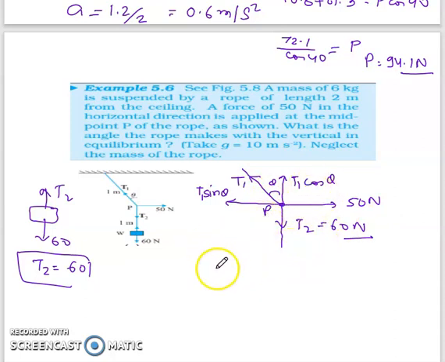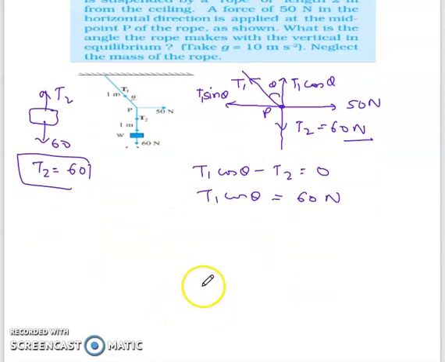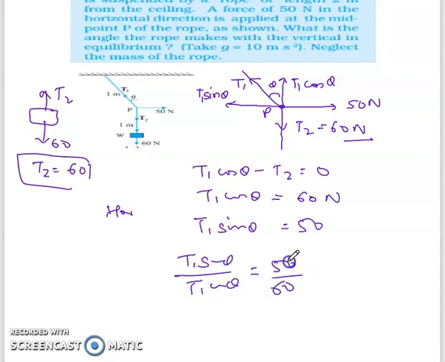In this case, I can write T1 cos theta minus T2 is equal to 0, because this is a case of equilibrium. So T1 cos theta is equal to T2, which is 60 Newton. Similarly, T1 sine theta, taking the horizontal component, is 50. Divide T1 sine theta by T1 cos theta, equal to 50 upon 60. I cancel T1 and T1, so sine upon cos is tan theta. Tan theta is equal to 5 upon 6. Theta is equal to tan inverse 5 upon 6.